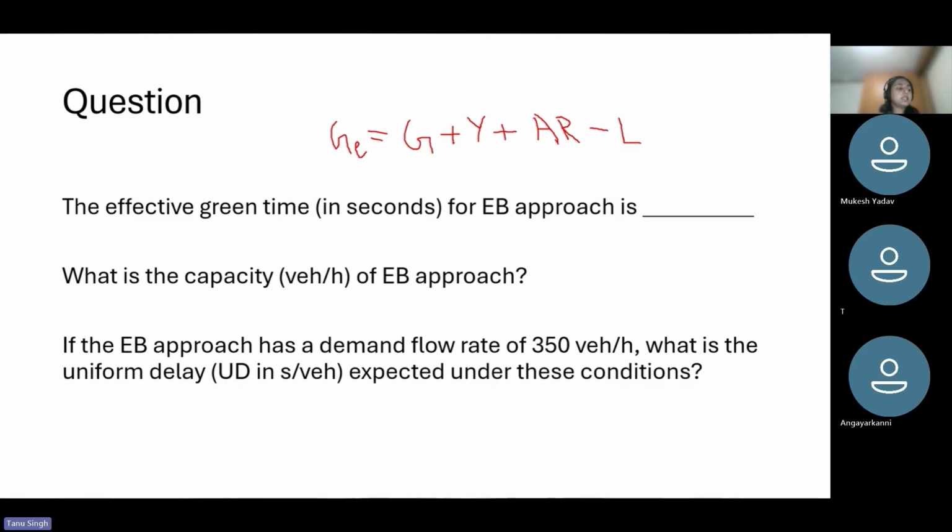Then we have to calculate the capacity, using the formula S by H. H we have as 2.5. S is equal to 3600 divided by H. Using that formula we can calculate the saturation flow, and then we can use that to calculate the capacity. Then, putting in the demand flow rate, we find the uniform delay asked in the question.